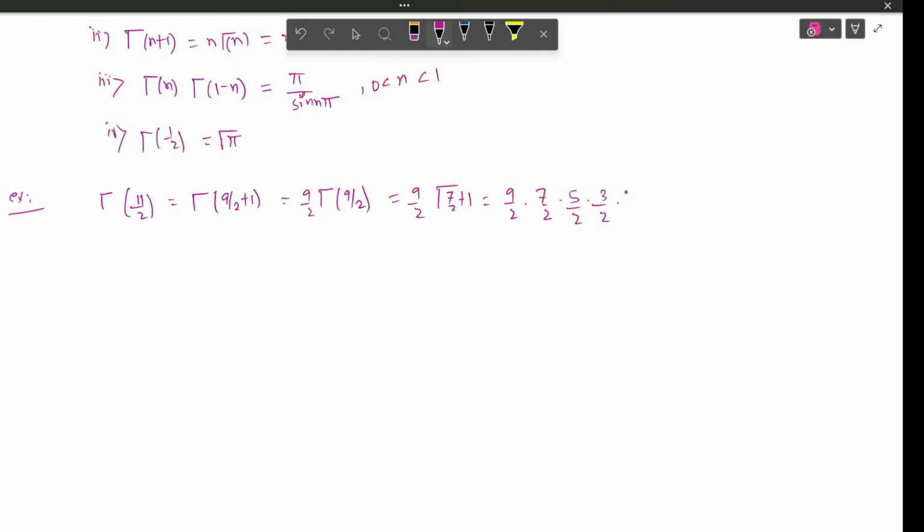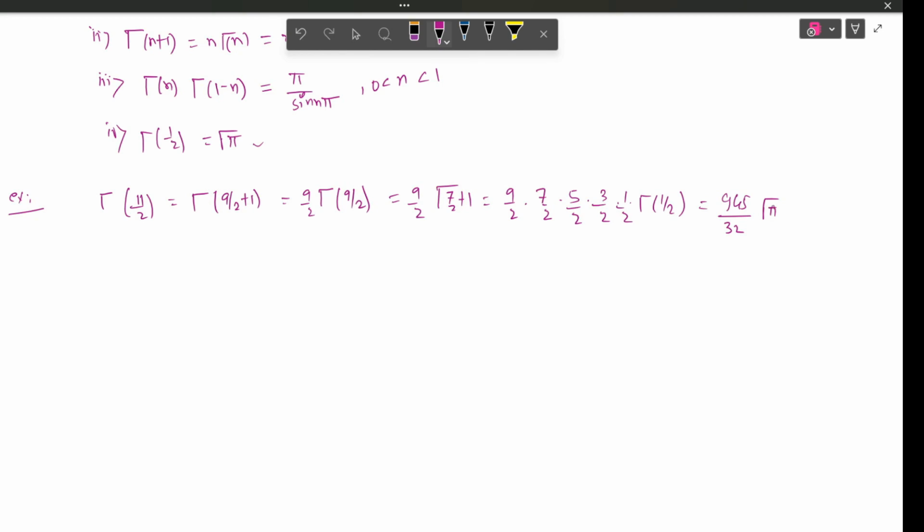So half will come outside, and it would be gamma of half. Now what is gamma of half? Gamma of half is root pi. So if you solve this, you will get 945 upon 32, and gamma of half is root pi.